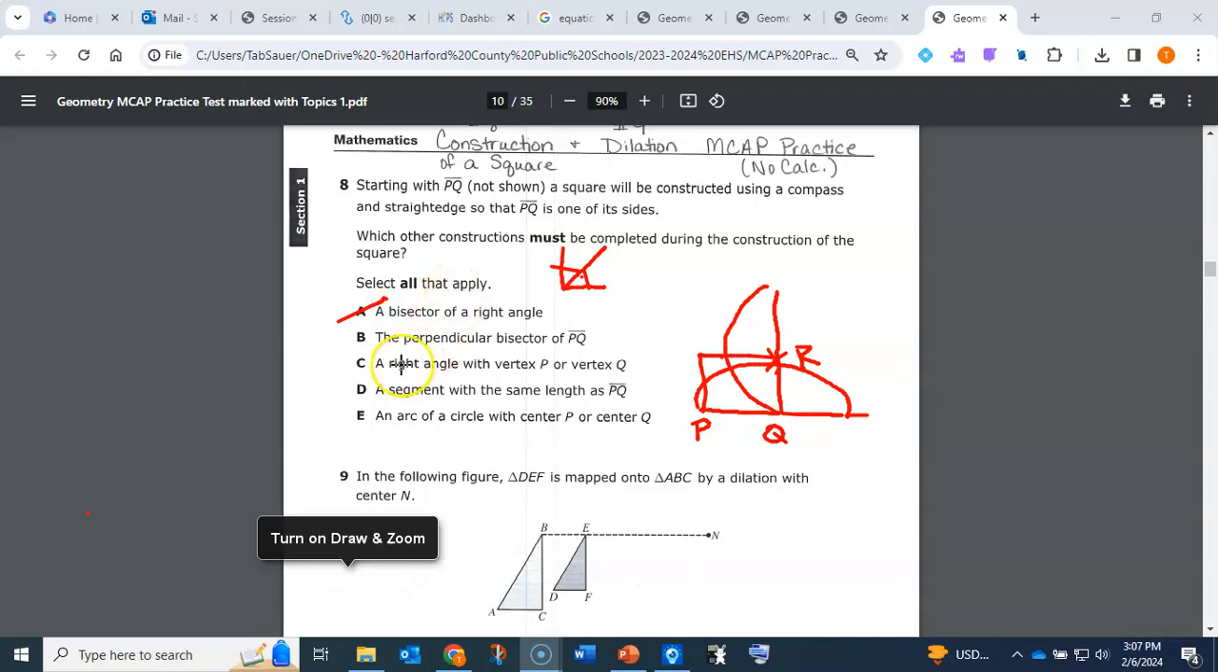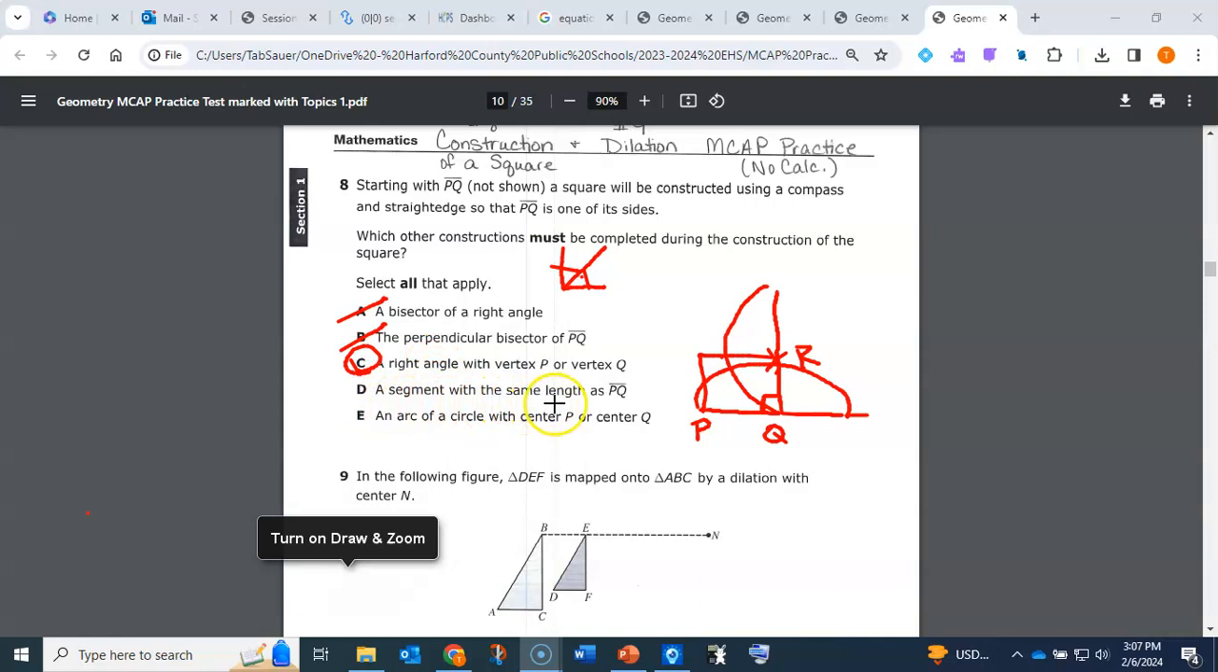For B, the perpendicular bisector of PQ. If I made a perpendicular bisector of PQ, it would be going up the middle of that PQ, and that's not what we did. C, constructing a right angle with either vertex P or vertex Q. That is what I did over here. I created a right angle right here at that Q, so yes.